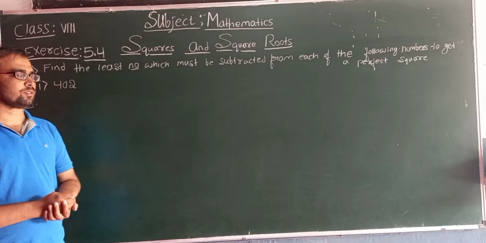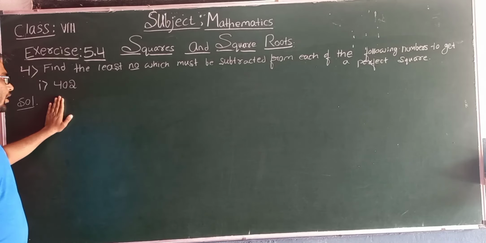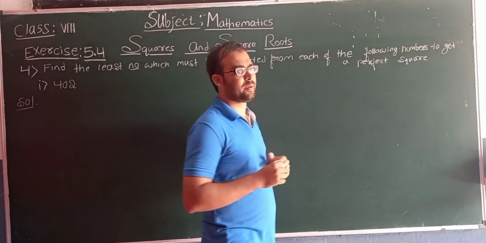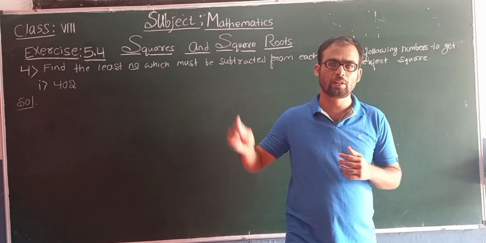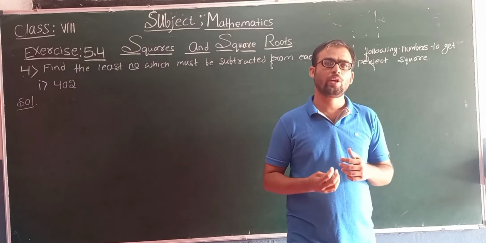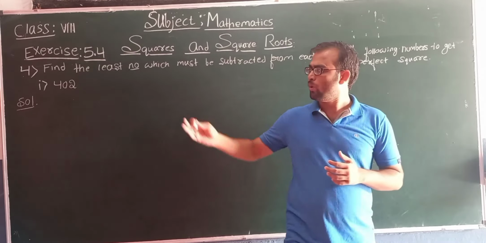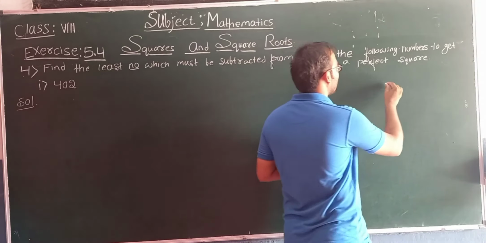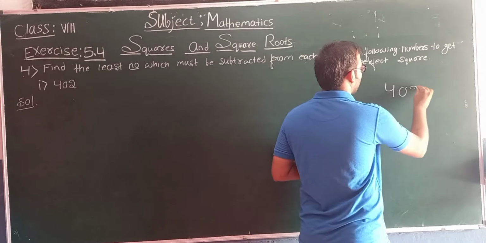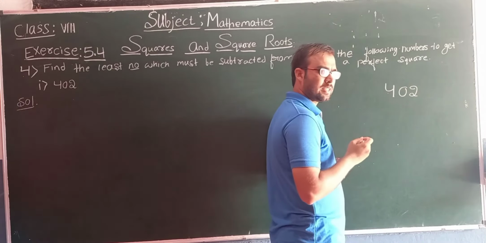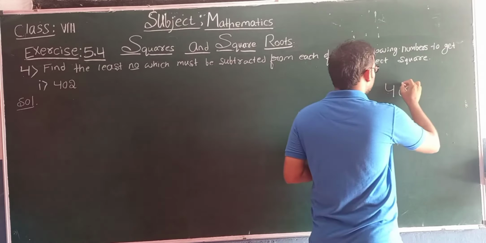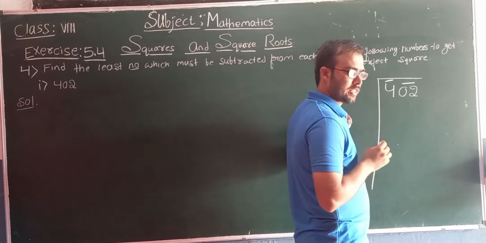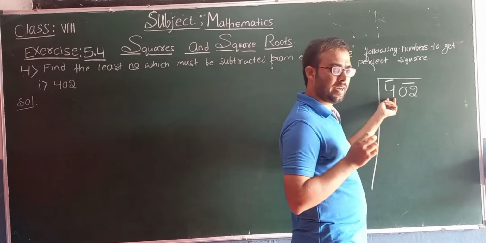Students, let's solve the first question. They have given 402. This is not a perfect square, but when we subtract a particular number from it, we will get a perfect square. To find that number, we need to solve this using the division method. Here we write the number 402, then pair the digits. We consider this as the dividend.